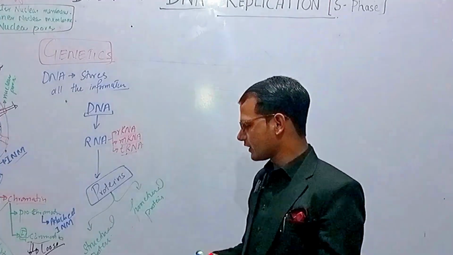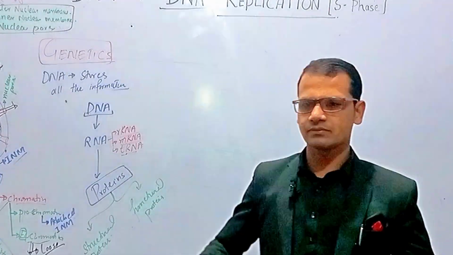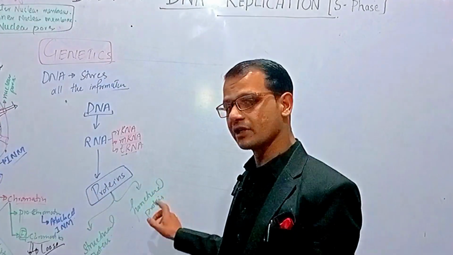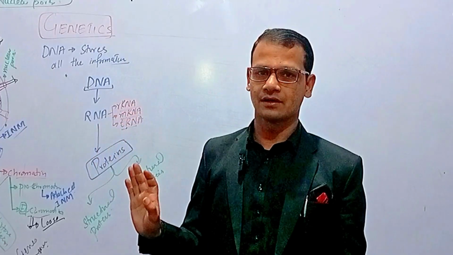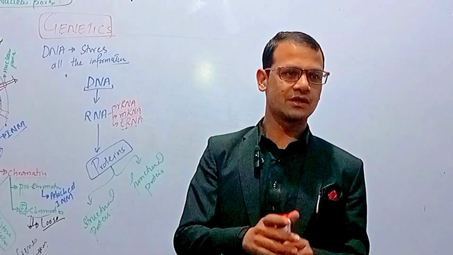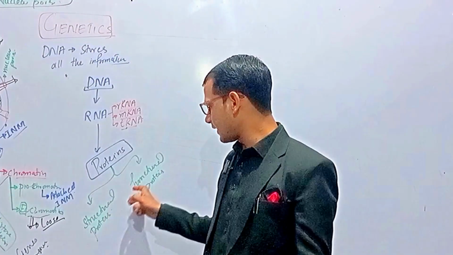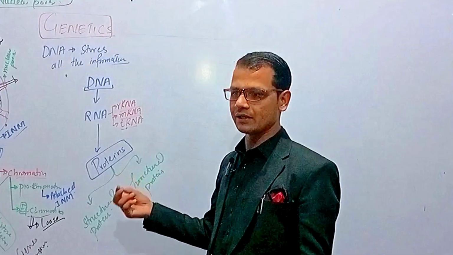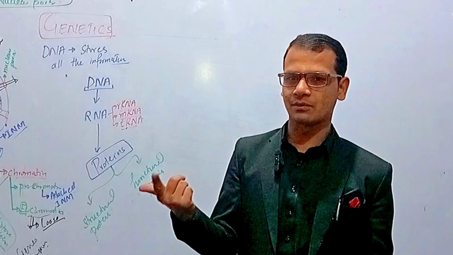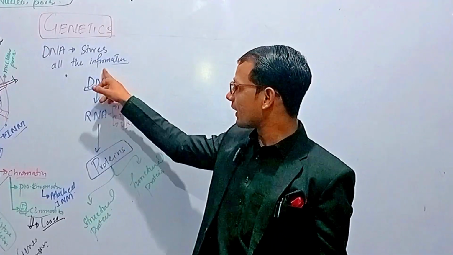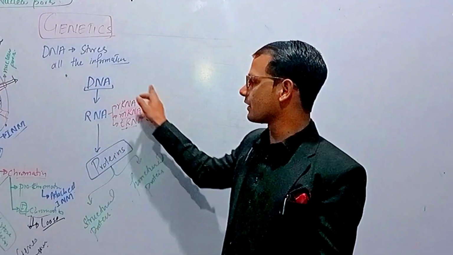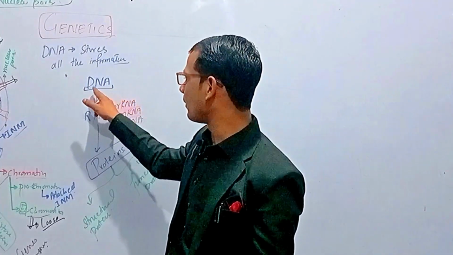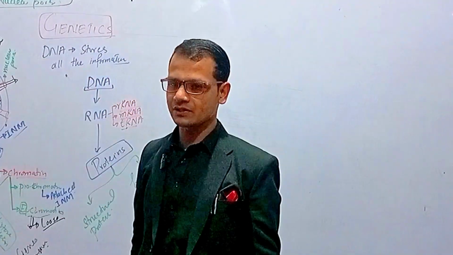Right? The structural proteins are the proteins which form the hairs, the bones, nails, etc. The functional proteins are hormones, enzymes, etc., right? They are following the different pathways in our body. And these structural and functional proteins determine the species, either human, cat, or monkey, right? So for this reason we can say that DNA stores all the information, right? So we will now dive into the structure of DNA.